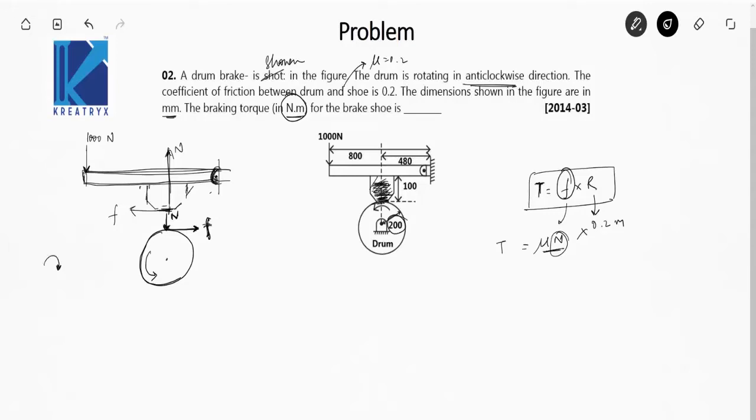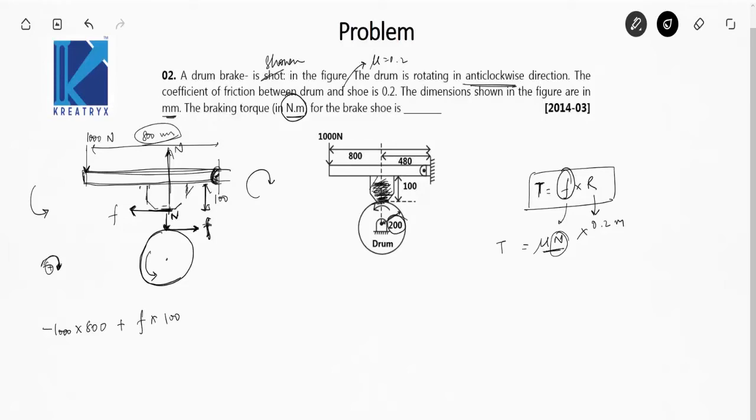Let us take the clockwise direction. The moment in the clockwise direction is positive, so 1000 into this distance, this is given as 800 mm. So 1000 into 800 mm, but in anti-clockwise direction, so this will be with a negative sign, minus 1000 into 800 plus the friction force, and this distance is 100 mm.